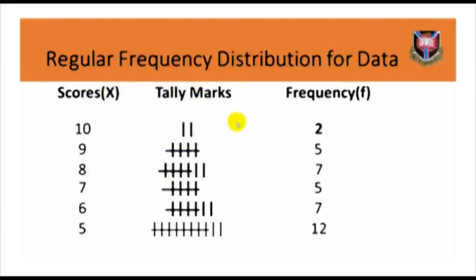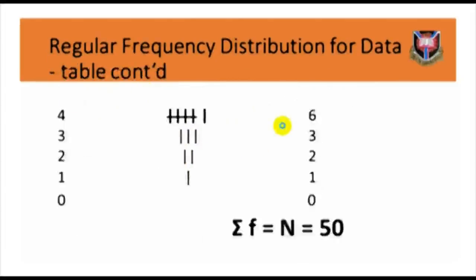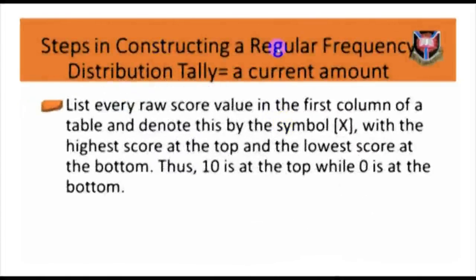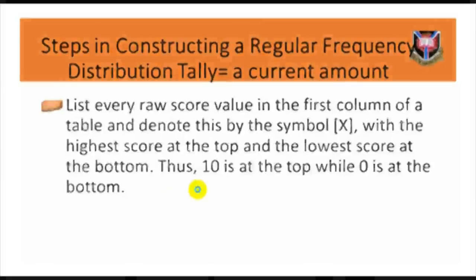Steps in constructing a regular frequency distribution table. Number 1. List every raw score value in the first column of a table and denote this by the symbol X, with the highest score at the top and the lowest score at the bottom. Thus, 10 is at the top while 0 is at the bottom.